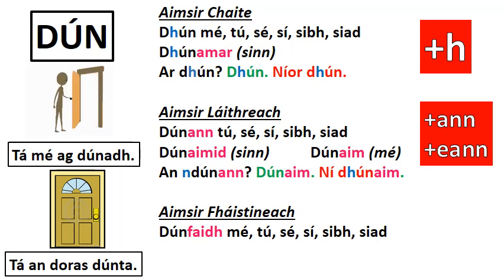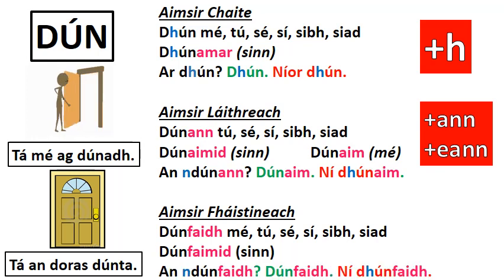Dúnfaidh. We'll notice again, we have a special ending for we, but we don't have a special ending for me anymore. The special ending for me only happens in the aimsir láithreach. So dúnfaimid. And then again, our question word is an. So it's an with an urú, an ndúnfaidh. My answer is just giving the verb back to them, dúnfaidh. And my negative answer is ní with an h, ní dhúnfaidh.